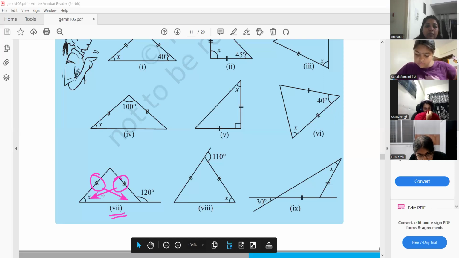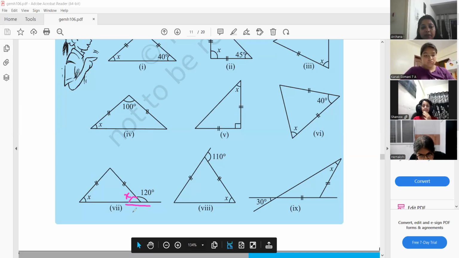Yes, ma'am. Now, what is the next point which is noticeable? That this angle, suppose if this is x, this is also equal to x. Now this is forming a linear pair. Yes or no? Yes, ma'am. When it is forming a linear pair, the sum of these two angles will be equal to what, 180. Kanak? Your chance. 180. Okay, so now tell me what is the measure of x angle here then? 60. 60. So 60 plus 120 is, so if this is 60, this will also be 60.